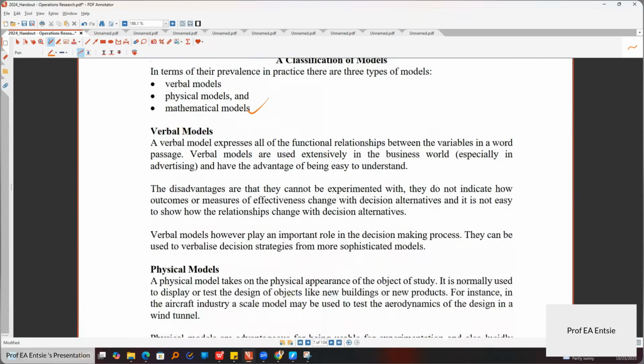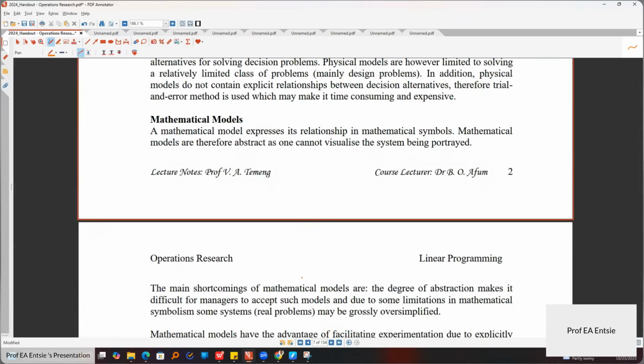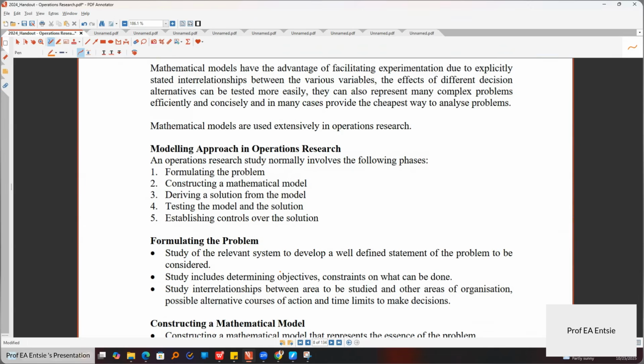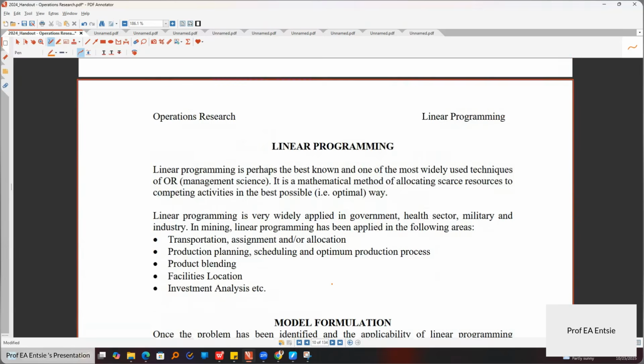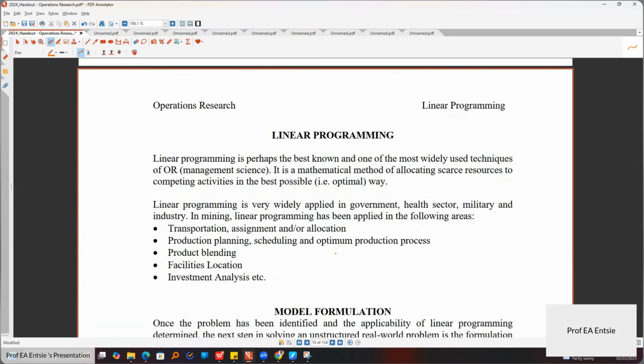All right, so we have linear programming, which is one of the important tools that we use in operation research. Linear programming is known to be one of the most widely used techniques of management science. So people call it management science. It's a mathematical method of allocating scarce resources to competing activities in the best, I will use optimal in case of the best, and I will show you why I don't like the best. Optimal or what? Effective way.